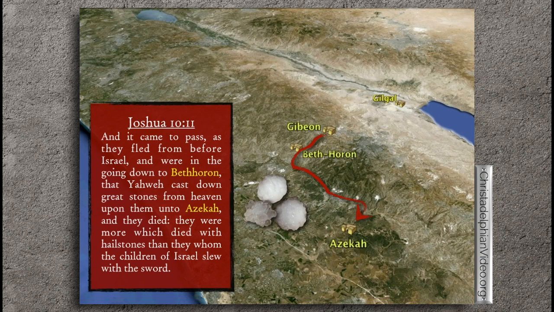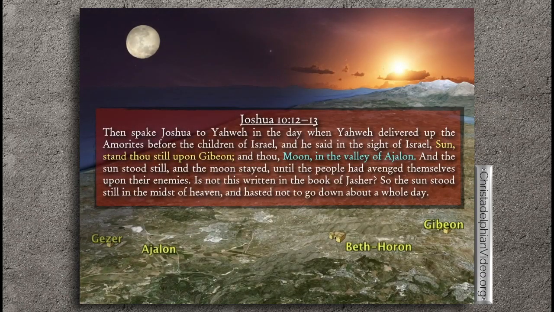But the story doesn't end there. Because if you just look in your Bibles and you see what's going on here, in Joshua chapter 10, and verse 12, then spake Joshua to Yahweh in the day when Yahweh delivered up the Amorites before the children of Israel, and said in the sight of Israel, sun, stand thou still upon Gibeon, and thou moon in the valley of Ayalon. And the sun stood still, and the moon stayed, until the people had avenged themselves upon their enemies. Is not this written in the book of Yasher? So the sun stood still in the midst of heaven and hasted not to go down about a whole day.